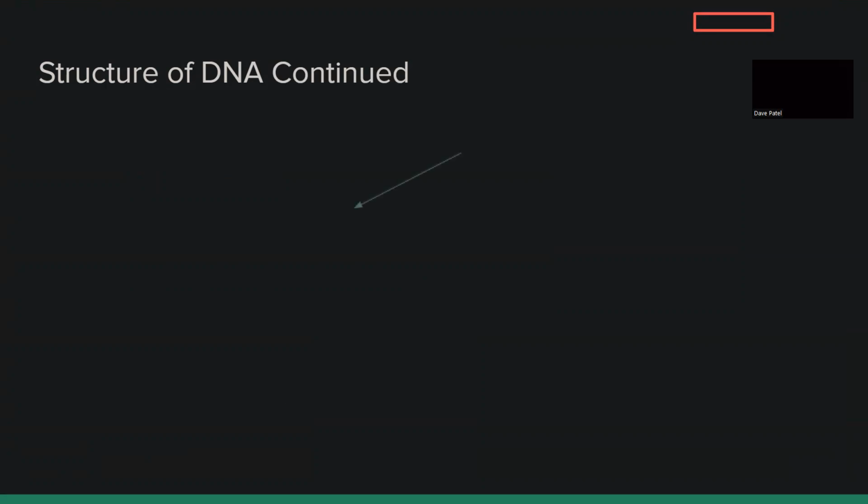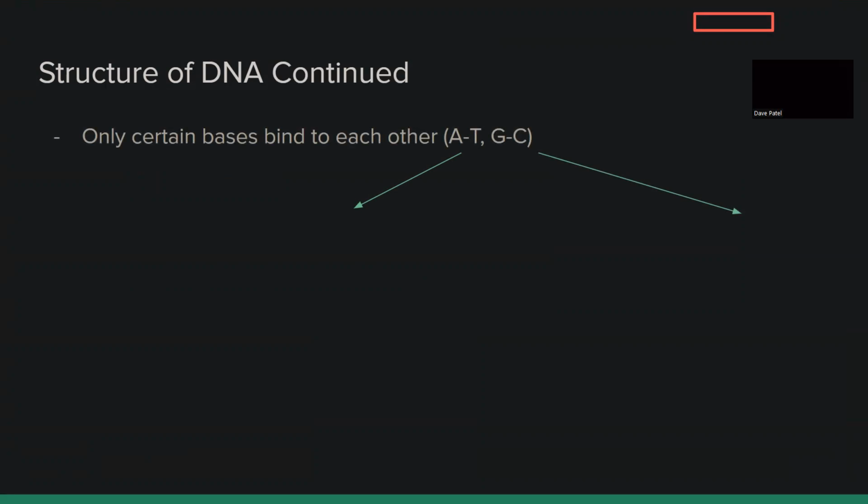Okay, the more structure stuff. So obviously you have the base pairing rule: only certain bases bind to each other. Adenine binds to thymine, and cytosine binds to guanine. I know that for some reason everyone likes to remember it as cytosine binds to guanine, but it's actually going to make it easier to remember the purines and pyrimidines if you remember guanine binds to cytosine. And I'll show you why in just a second.